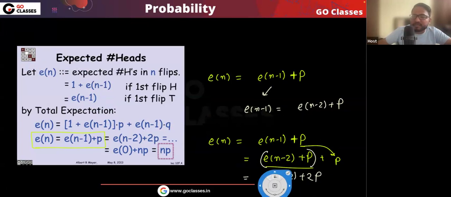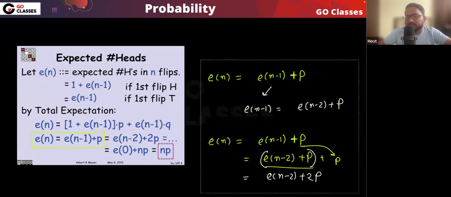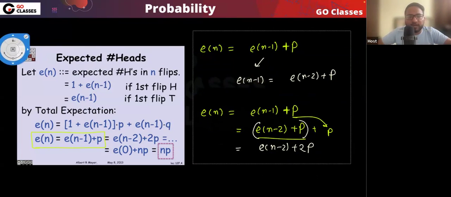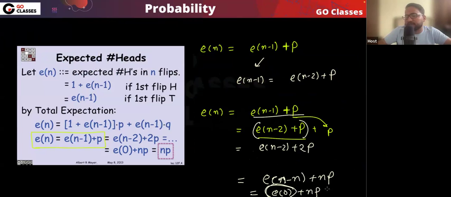So this recurrence relation solving will be there in the algorithm lecture, how to solve these kinds of recurrences. It is just a substitution method. It is easy, it's not very tough, but still, let's just look at it. So basically, E(n) is nothing but either E(n-1) plus P or E(n-2) plus 2P, right? Similarly, if you keep on unrolling it, then if it is minus 2, it is 2P. If you are writing minus n, then it is nP, right? So it will be E(0) plus nP. The expected number of heads in 0 flips is just 0. So it is nP.